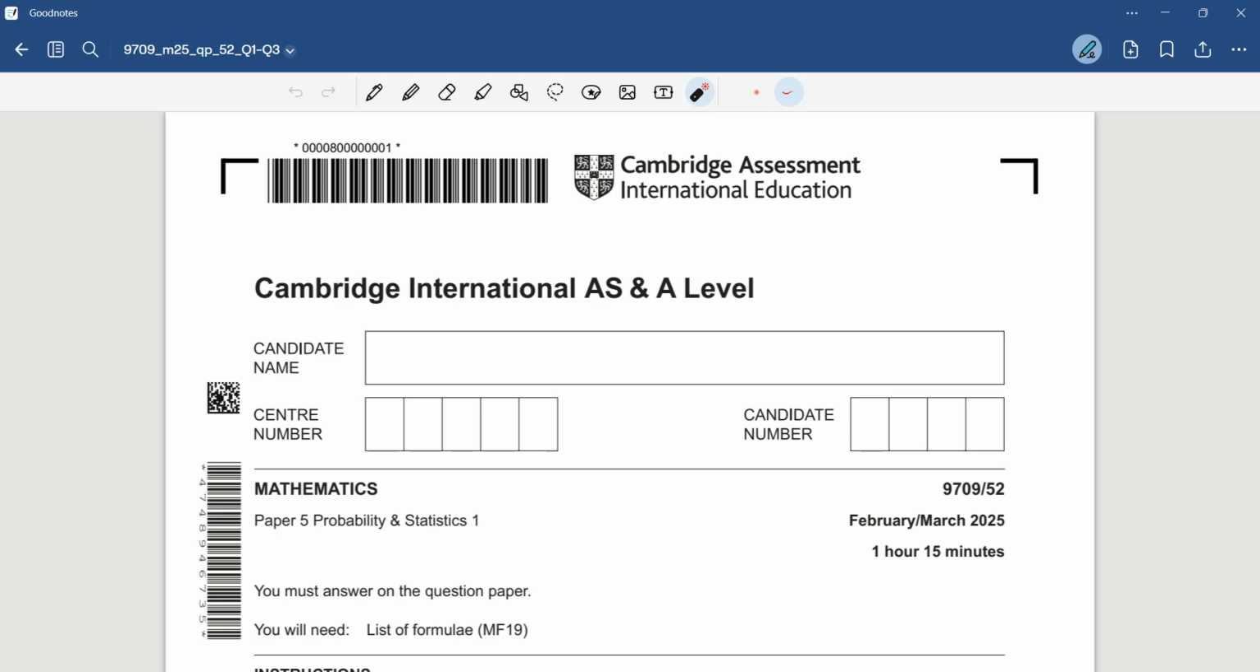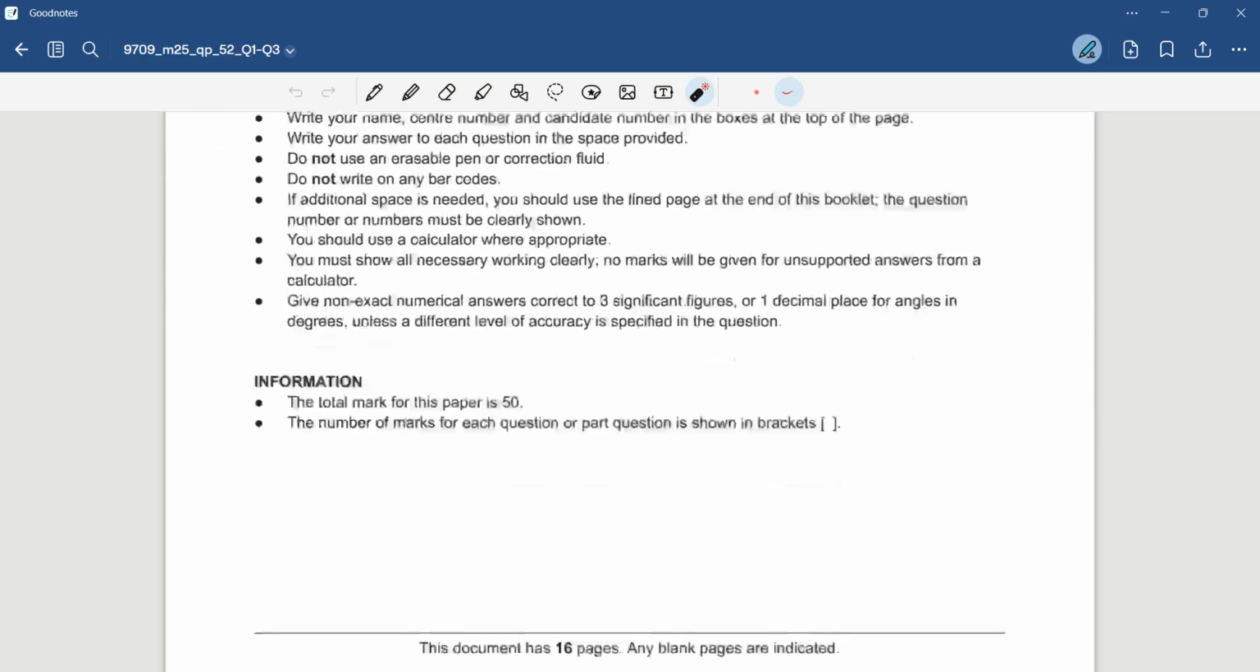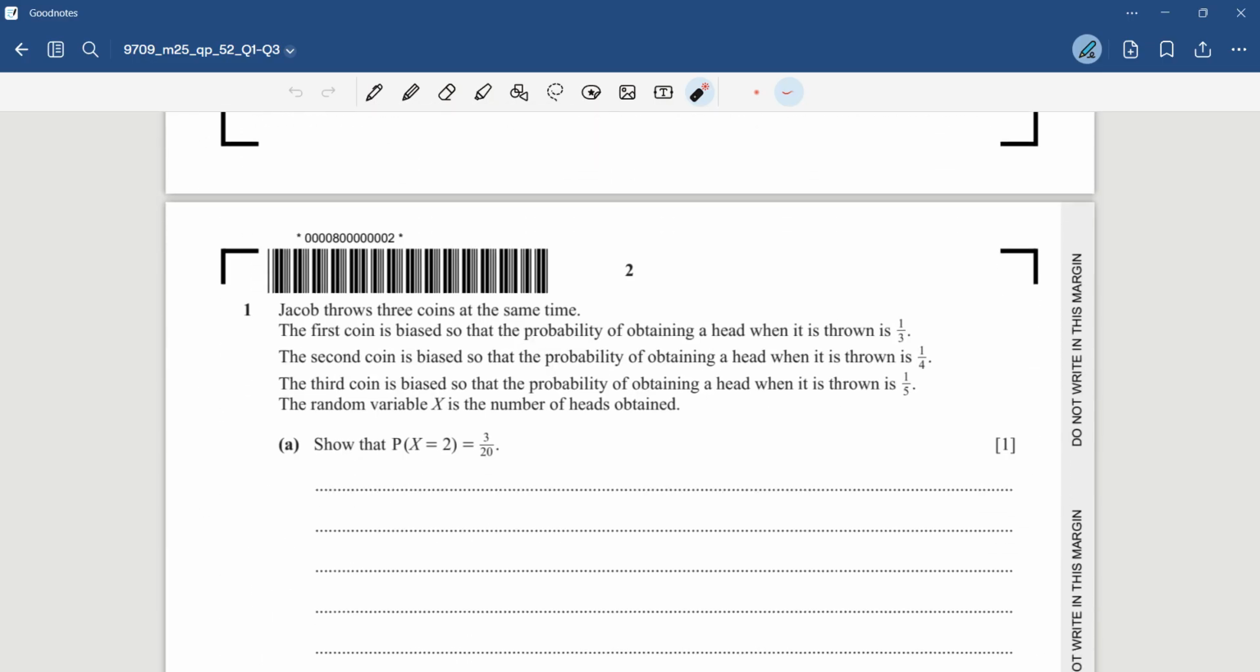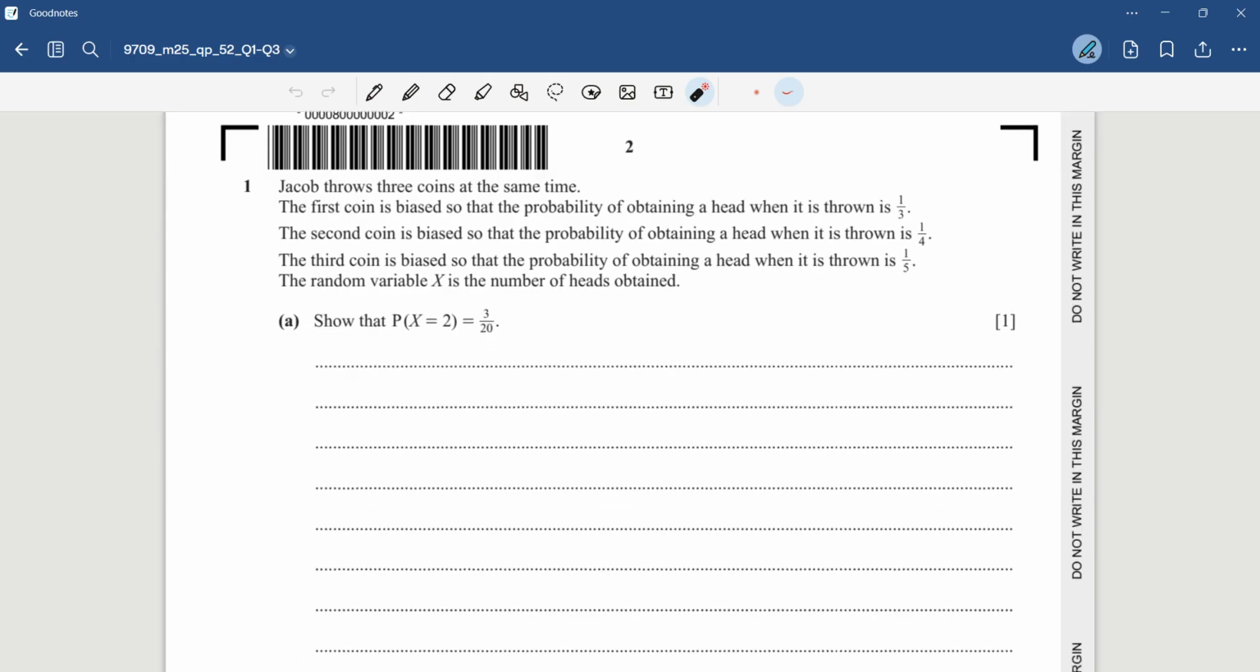So today we're going to look into paper 5, Probability and Statistics 1, February March 2025. Question number 1. Jacob throws 3 coins at the same time.